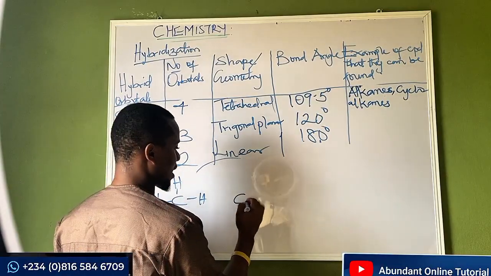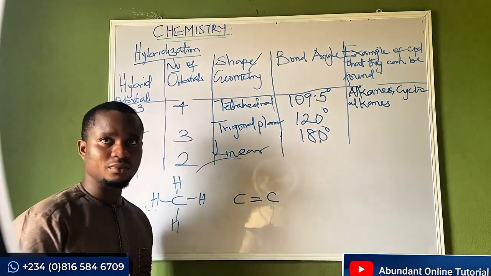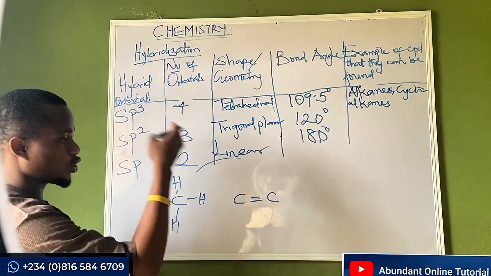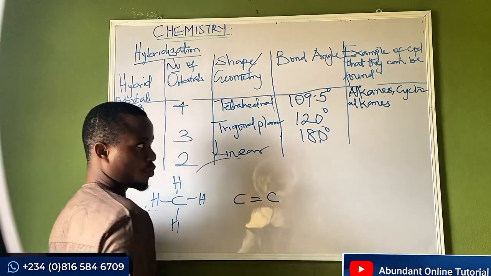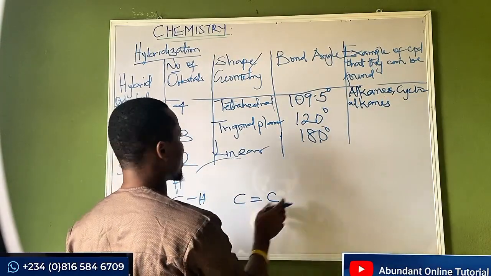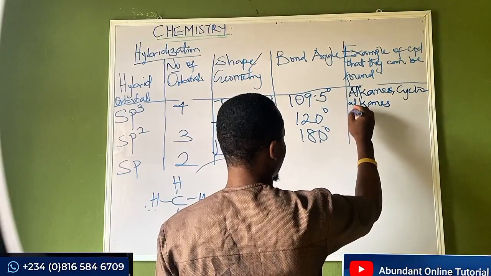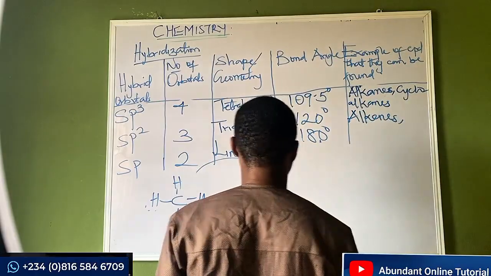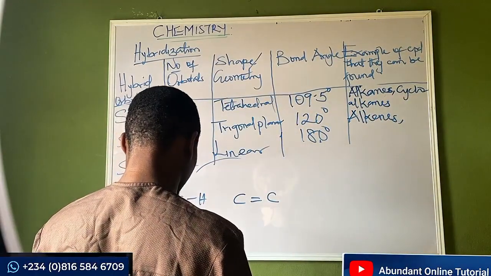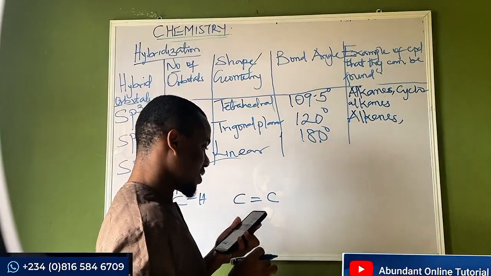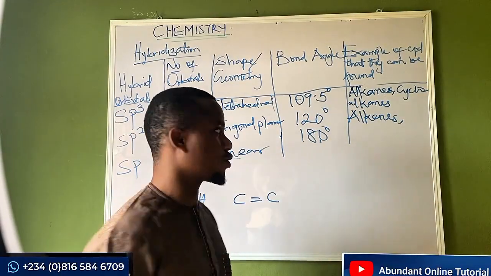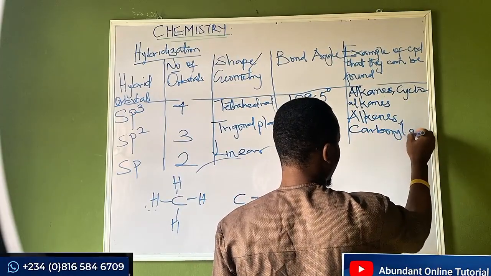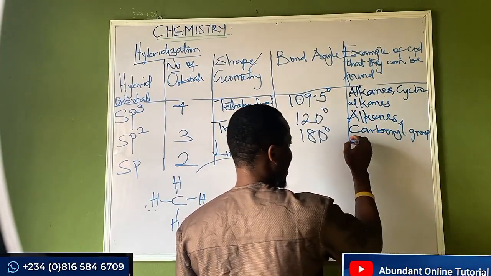So if I'm having something like this, it is sp2 because of this double bond. So sp2 can be seen in alkenes, and it can also be seen in the carbonyl group. Remember the carbonyl group.